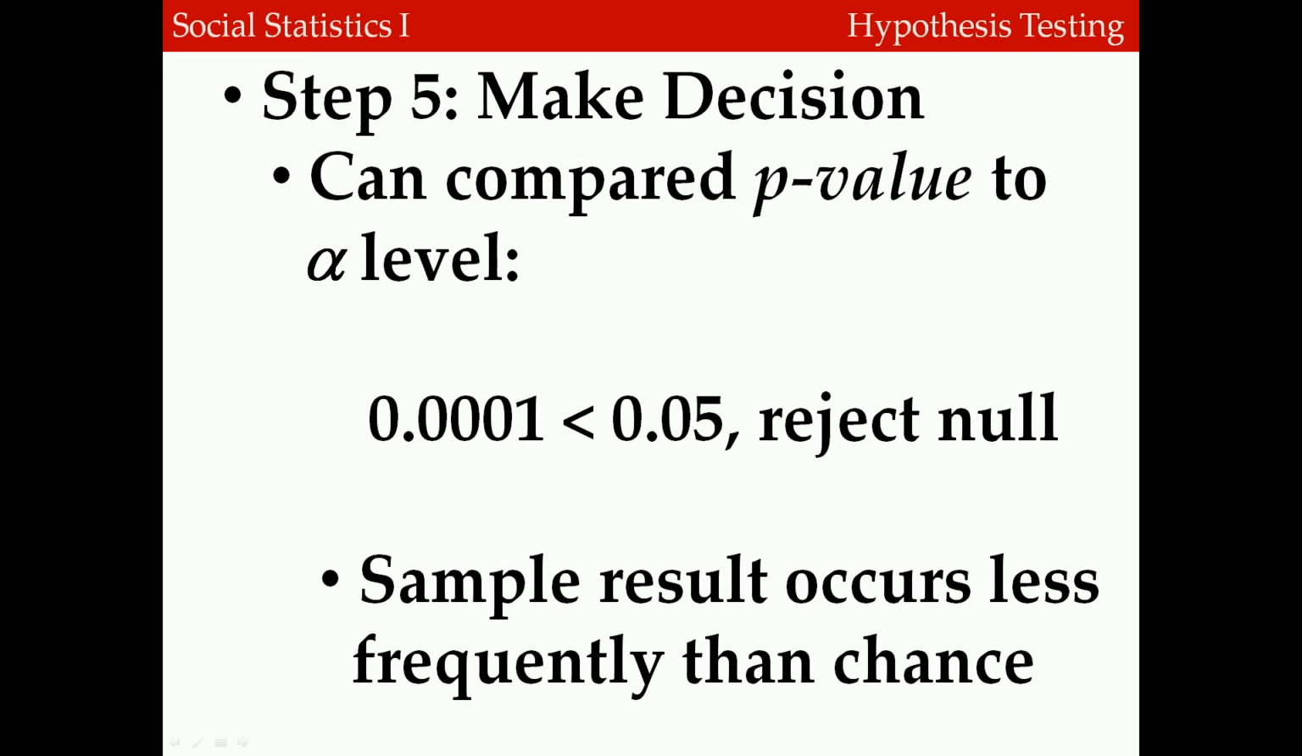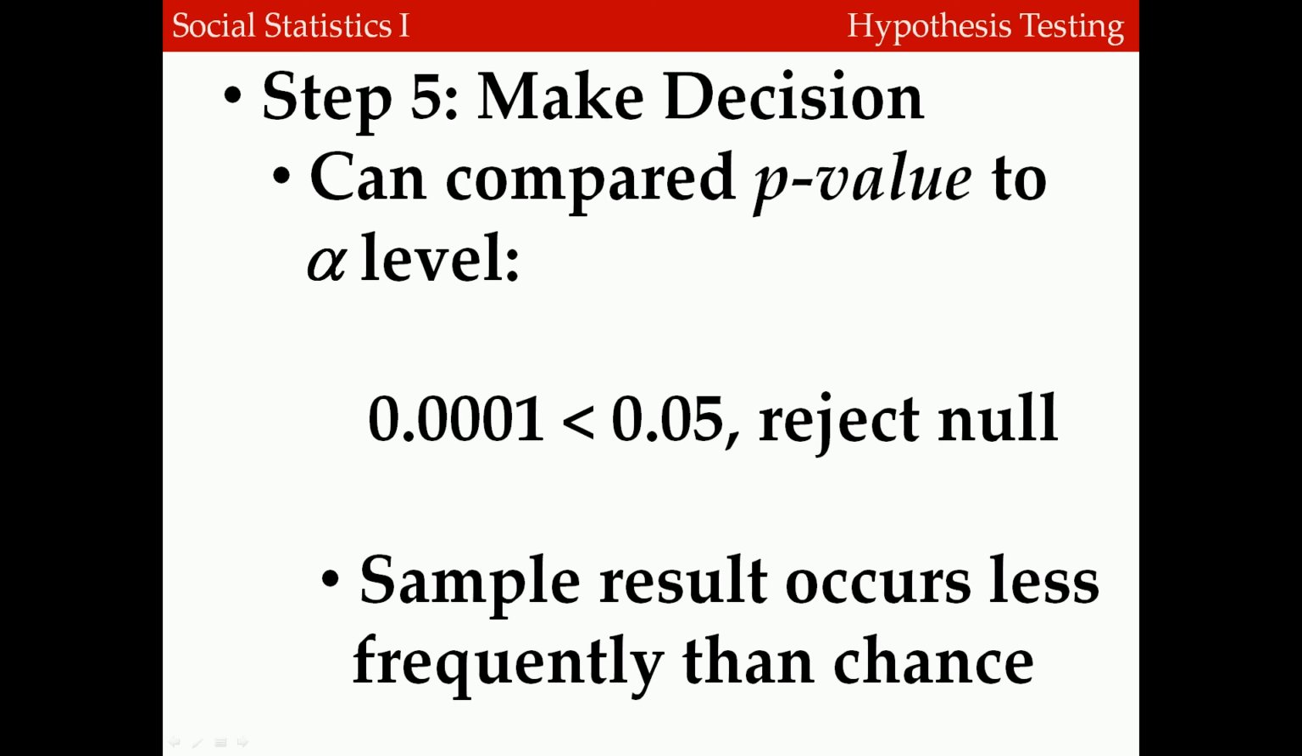And so step 5 involves making a decision. Here we're going to compare our p-value to our alpha level. Remember, the difference between these two is that the p-value is the probability of getting our actual sample result under the null hypothesis, which in this case happens less than 1 in 10,000 times. And our alpha level is the cutoff for what we think is sufficiently unlikely to reject the null hypothesis. We said that we're using a value of 0.05. So if we find that our sample result happens less than 5% of the time, we can reject the null hypothesis. And in fact, that's what we find in this case.